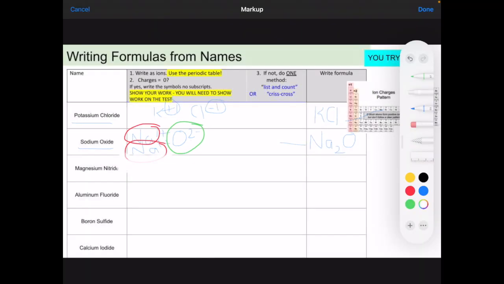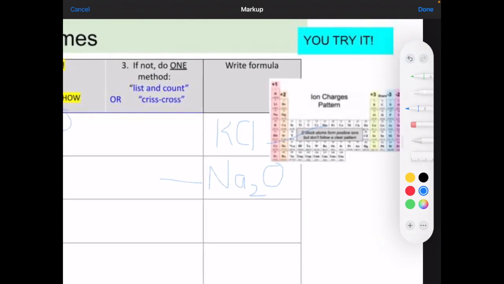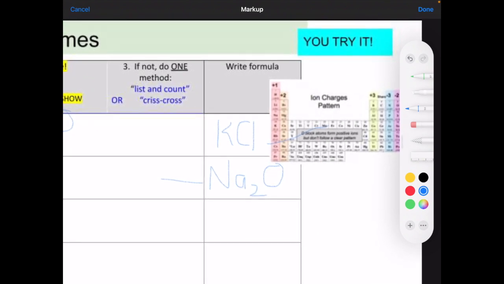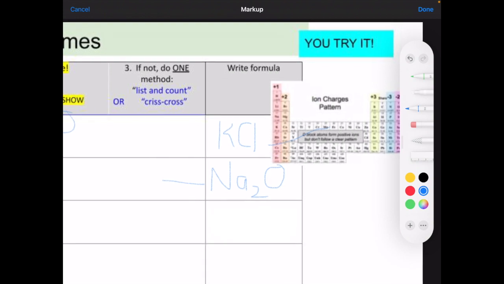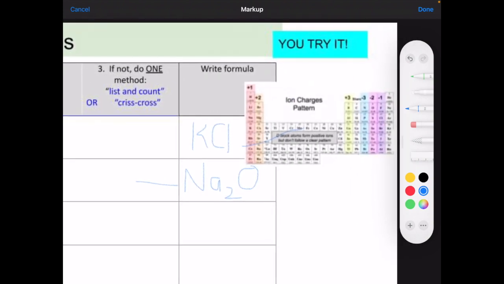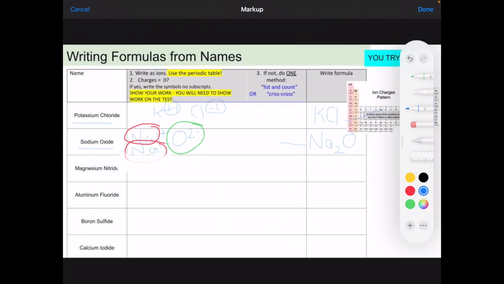Now the next one is magnesium nitride. And I see magnesium over here. It's hard to see here, but remember you'll have a better one. Look at your paper one. Mg is magnesium, it's a +2. And nitride is nitrogen, and that's N, and that's a -3. So Mg +2, N -3. And then ask yourself, do the charges add up to 0? No, they do not.